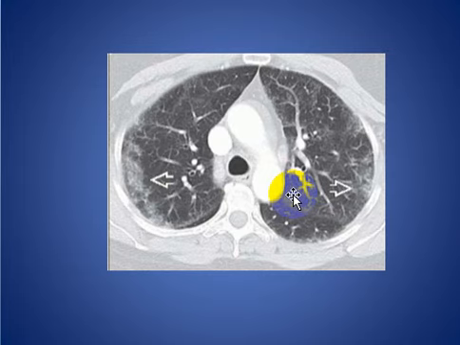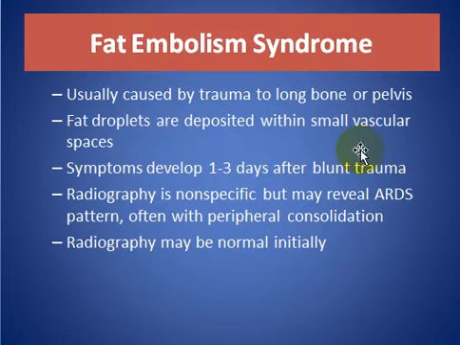We see here in contrast CT scan patient, peripheral area of consolidation, ground glass opacities in patient with dermatomyositis. Fat embolism, usually caused by trauma to the long bones or pelvis. Fat droplets are deposited within smaller vascular spaces. Symptoms develop 1 to 3 days after the blunt trauma.